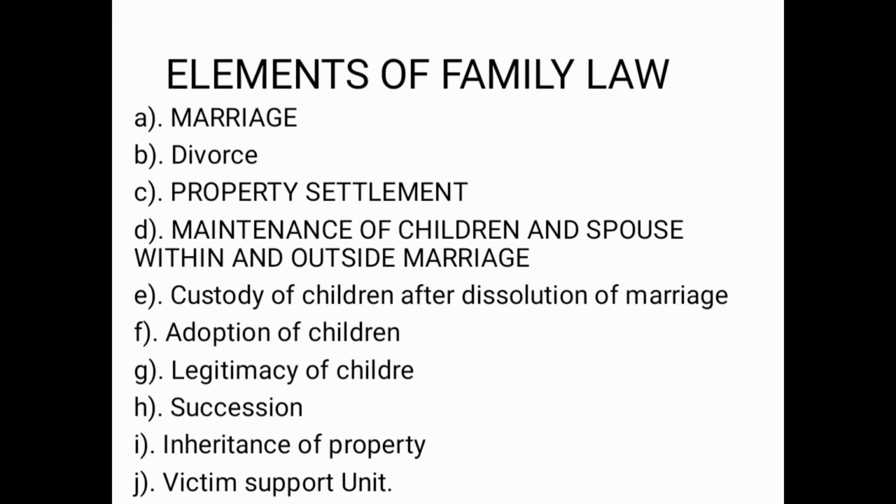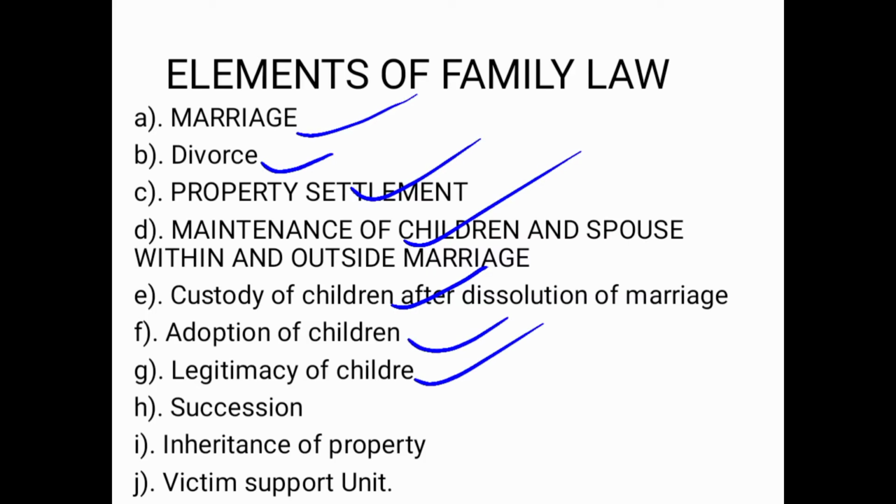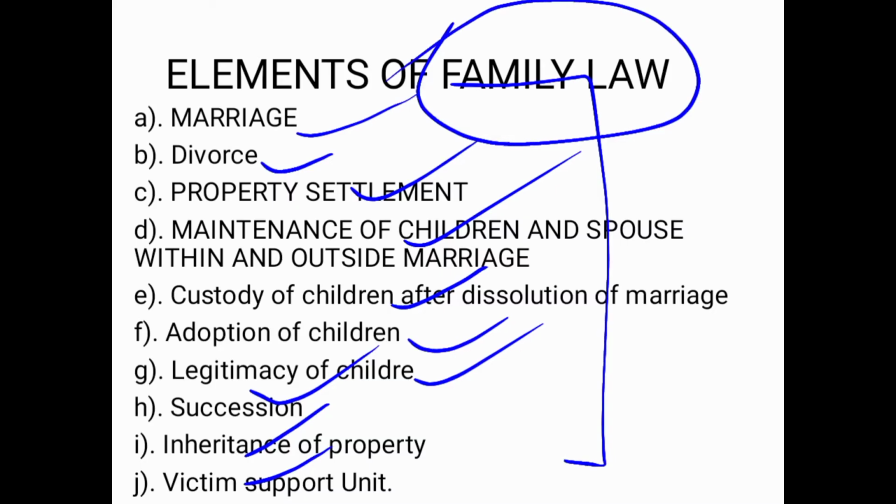So we have marriage, divorce, property settlement, maintenance of children and spouse within and outside marriage, custody of children after dissolution of marriage, adoption of children, legitimacy of children, succession, inheritance of property, and the victim support unit. These are the elements of what? Family law. The things which are comprised in this topic, the family law.